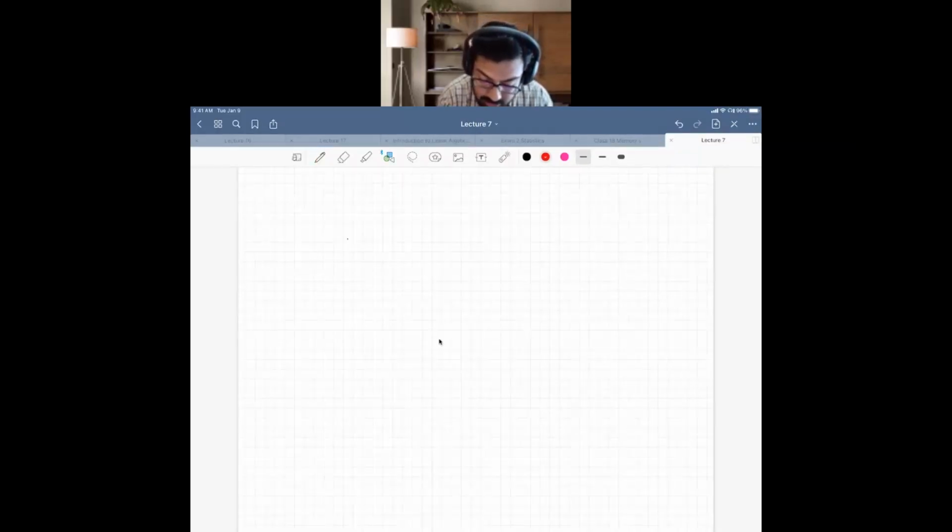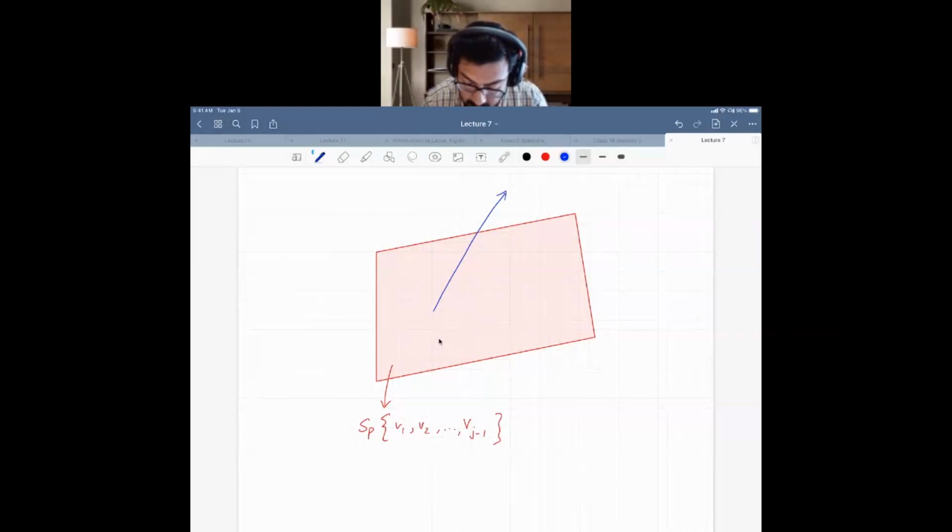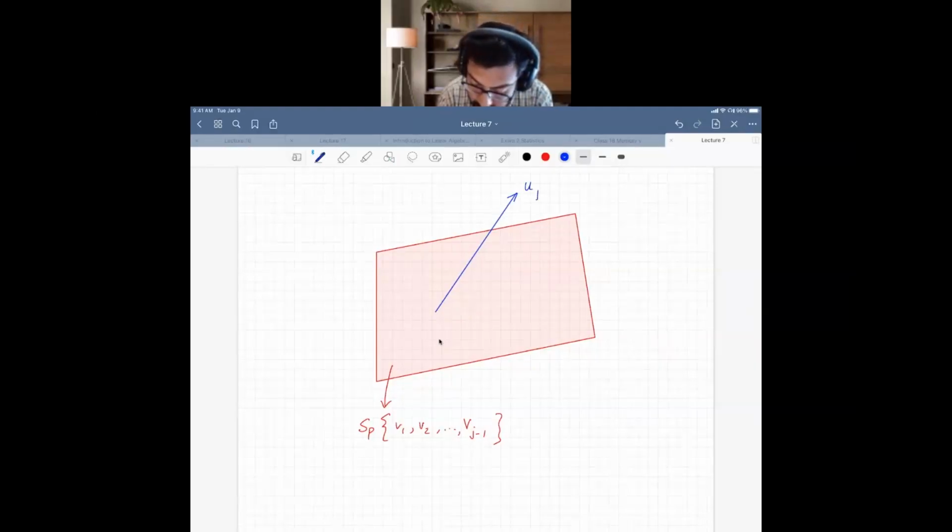So let me start off with this, some span here. This is my subspace, which is the span of V1, V2, and so on up to Vj minus 1, right? That's my span. And I'm trying to find Vj. And right now I have uj, right? I need to rotate uj. So let me in blue sketch uj, which is somewhere here, which is not a part of the plane. This is some uj. I need to find vj. So some rotated version of uj I need to find.